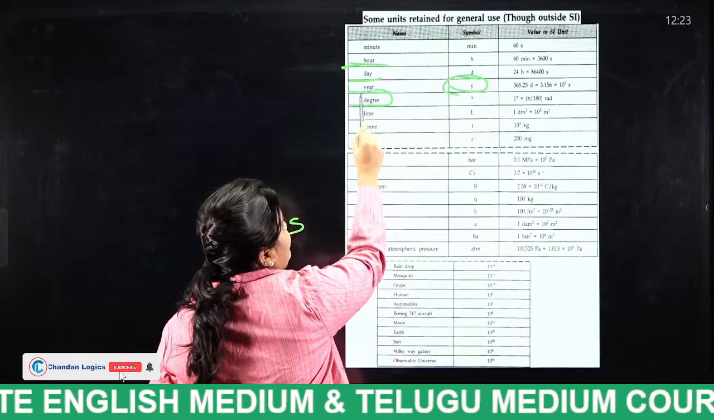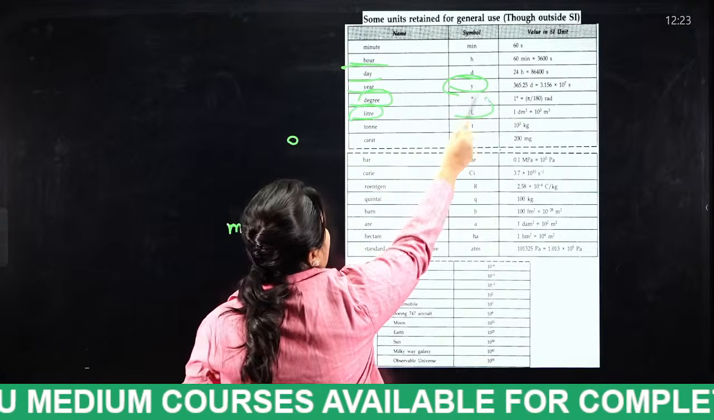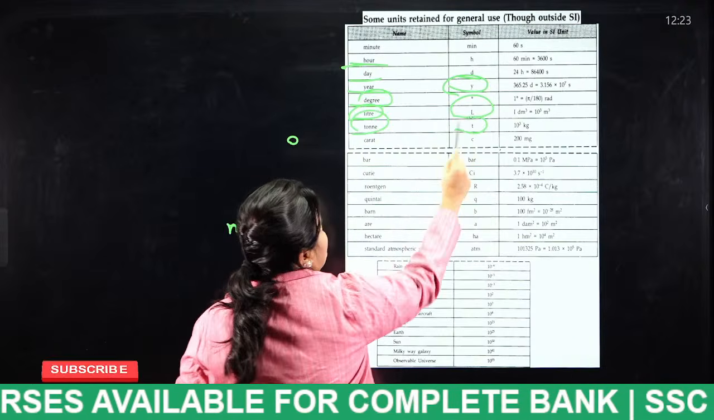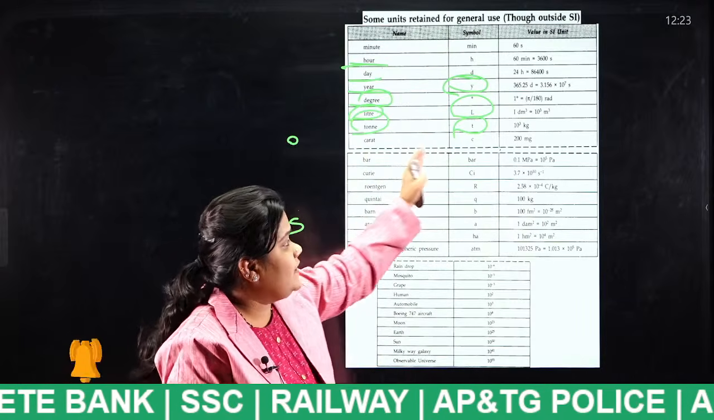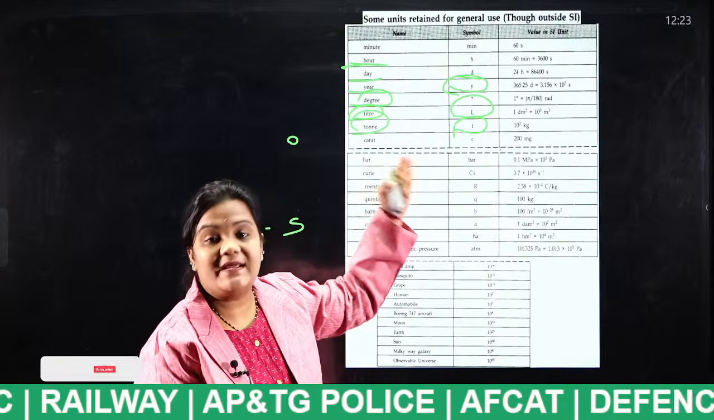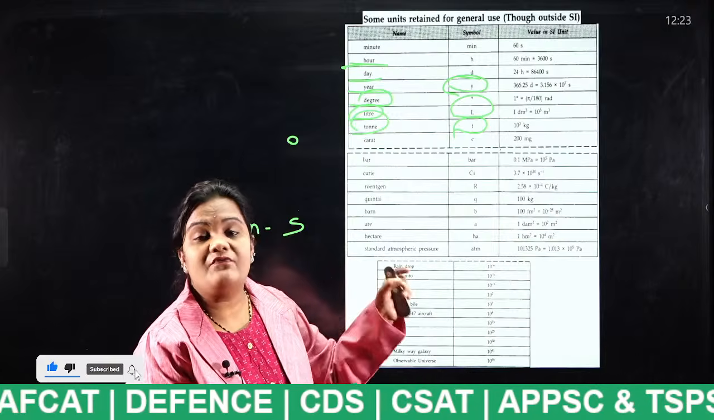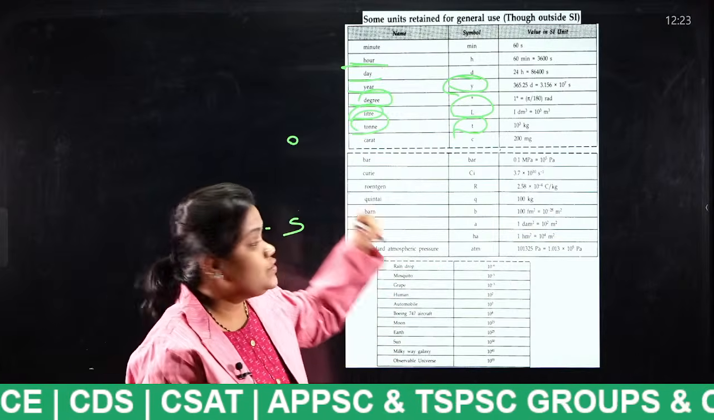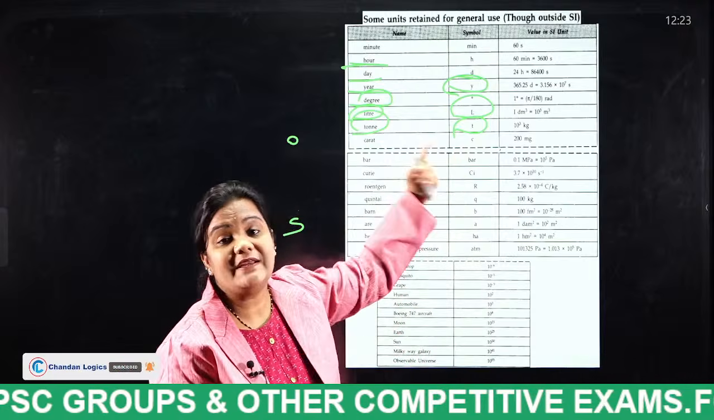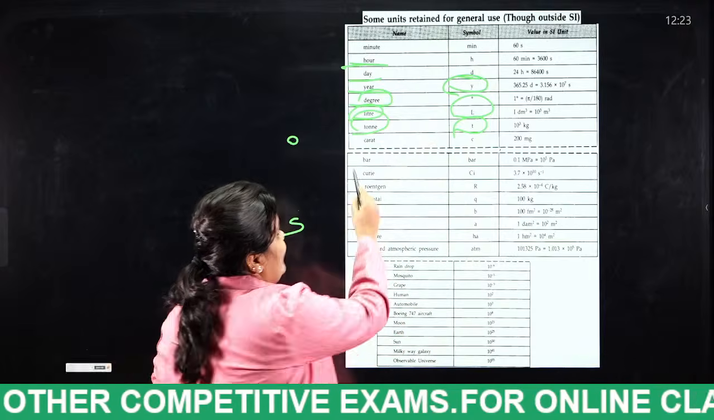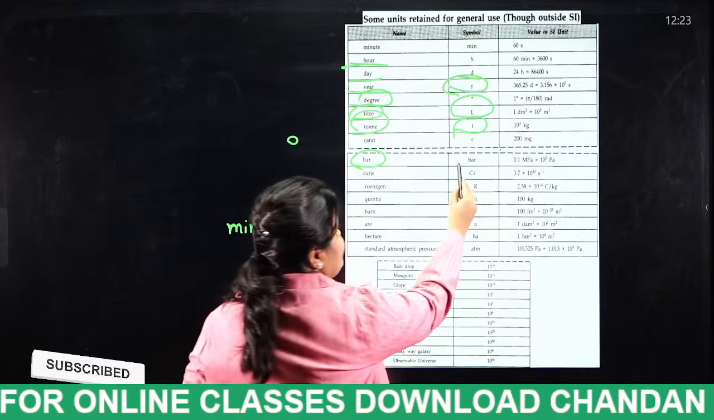Degree we will denote as a small circle, liter as L, and ton as t. So 1 ton is equal to 10 power 3 kg. Carat means the measure of gold, not carrot the vegetable. The measurement of gold is in carats, right? We denote it as c, and 1 carat is equal to 10 power 3 mg. In a similar way, the unit of pressure is bar.